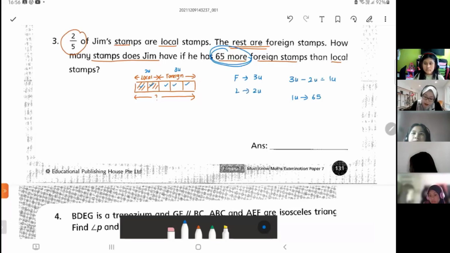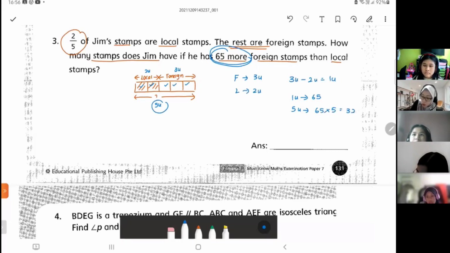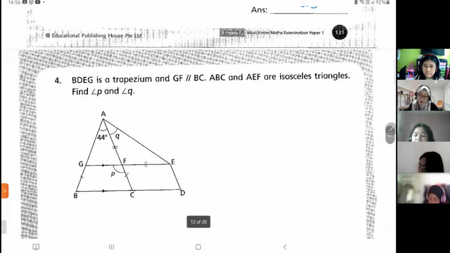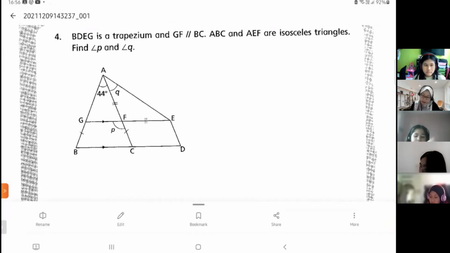How many stamps does he have in all? Everything is 5 units. This is what I want to find out. 5 units is 65 times 5, and I get 325. That's the answer. Okay, next one, please mark. Take note of the correct answer. Number 4 is an angle question.